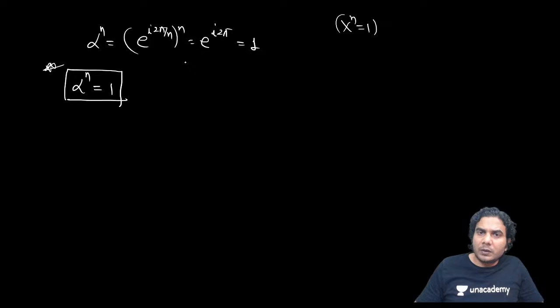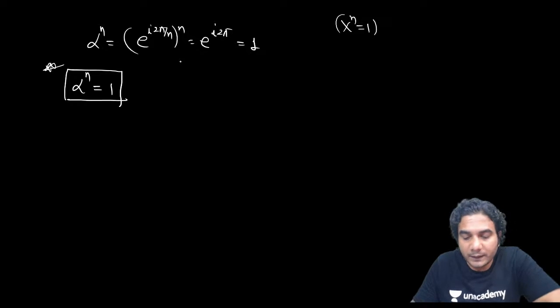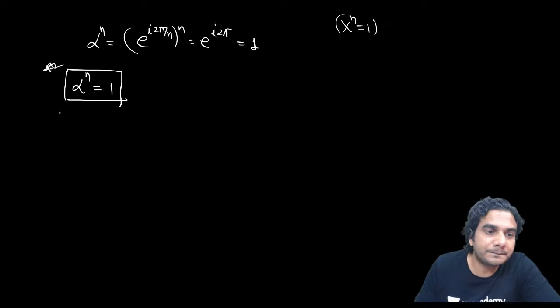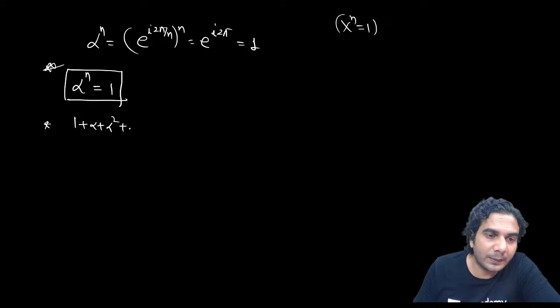So alpha raised to 2n will also be 1. Alpha raised to 3n will also be 1. Alpha raised to 4n will also be 1. Now the second important relation is the sum of the roots: 1 plus alpha plus alpha square and so on up to alpha raised to n minus 1 is equal to 0.